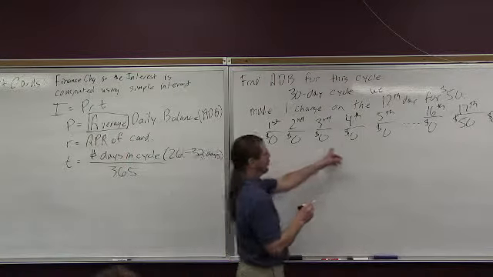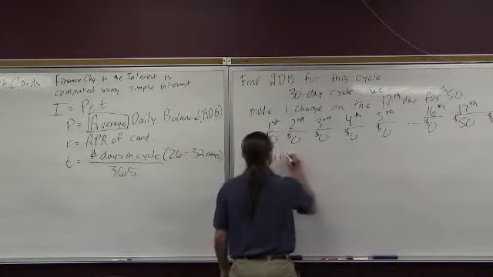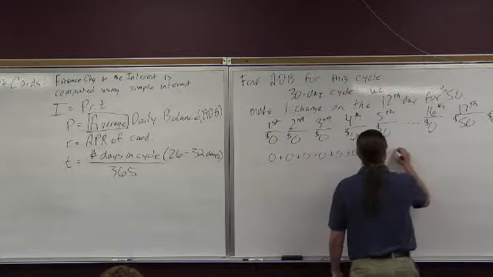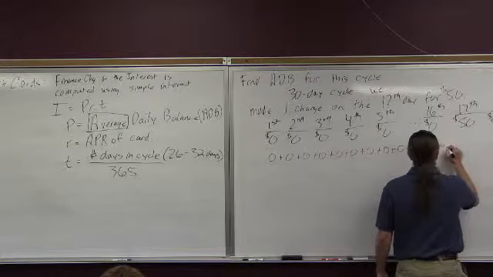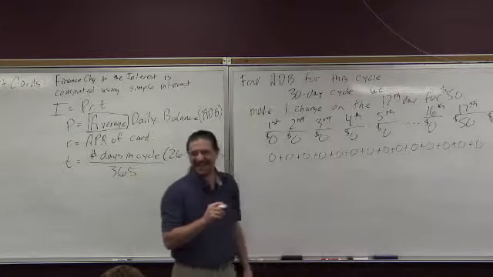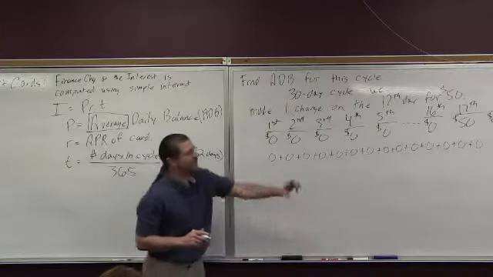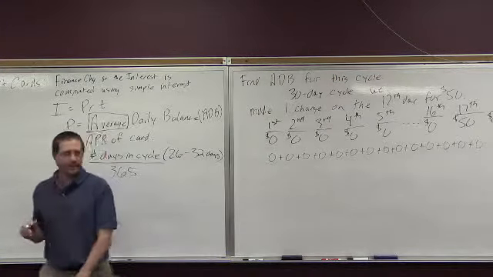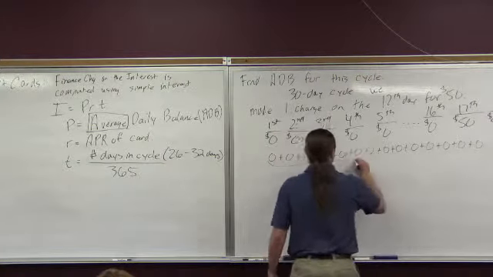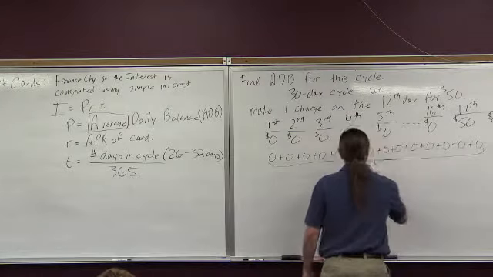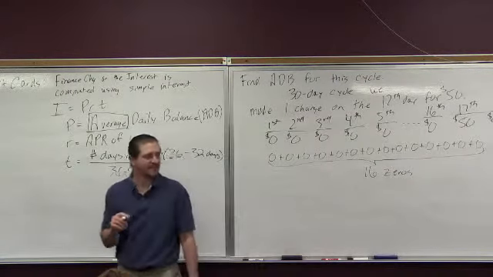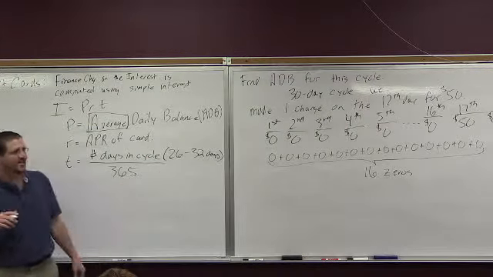So, what do we need to do? We need to add 0, 0, 0, 0, 0, 0, 0, 0, 0, 0, 0. How many zeros are there? 13. How many? 16, because it's not till the 17th. I don't know if there's really 16 up there.